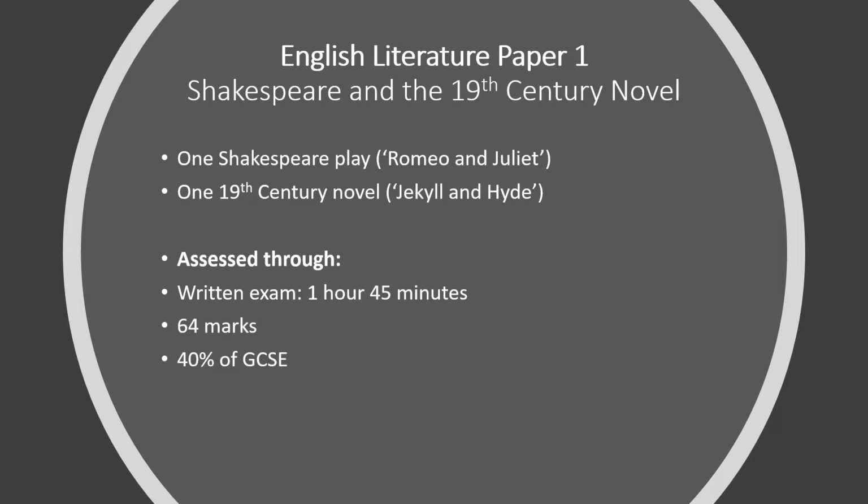The second award students will achieve is an English Literature grade. And similarly to the English Language papers, there are two. Paper 1 asks students to respond to a Shakespeare text and a text from the 19th century. We study Romeo and Juliet as our Shakespeare play, and we read Jekyll and Hyde as our 19th century novel.